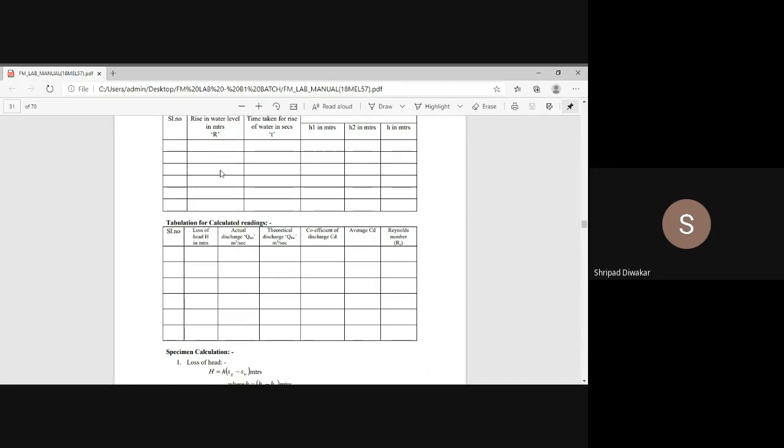Third reading is 0.1 meter. Time is 26 seconds. H1 is minus 3.7 and H2 is plus 3.1 and H is 6.8. All of you have noted down the readings. So all of you calculate, and you tell me the answer.